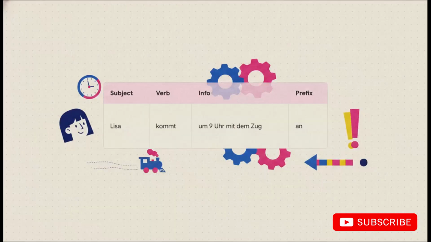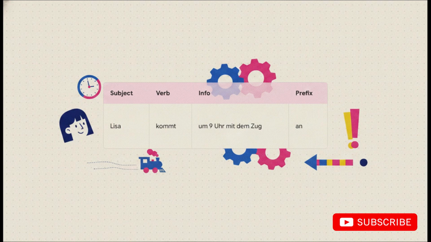Let's map out exactly how we construct an Aussage, or a standard statement. Look at how logically this unfolds. In position 1, we have our subject, Lisa. In position 2, our conjugated base verb sits very comfortably, kommt. Then you basically pack in all your extra info right in the middle, 9 Uhr mit dem Zug, or at 9 o'clock with the train. But finally, our sidekick prefix, an, is banished to the absolute end of the sentence, kind of acting like a little grammatical period.